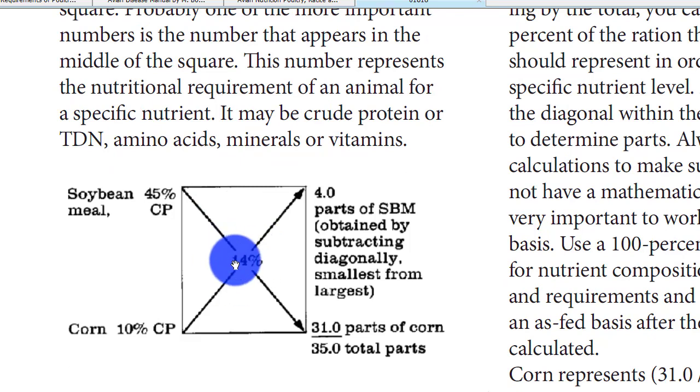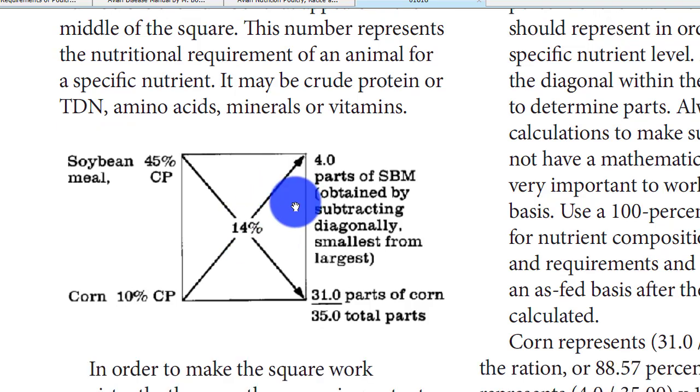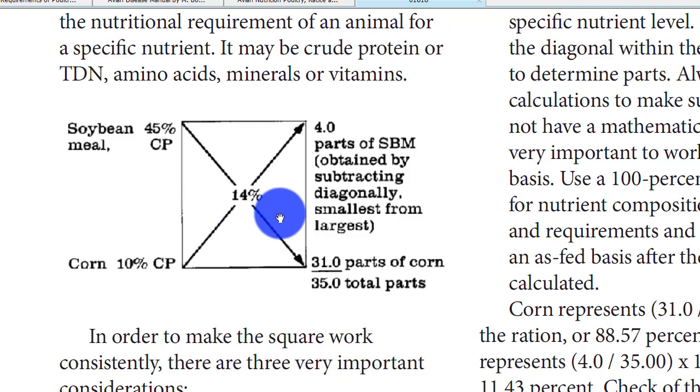This number represents the nutritional requirement of an animal for a specific nutrient. It may be crude protein or TDN, amino acid, mineral or vitamin. Example: we need to balance a ration for 14% protein. Here the soybean meal has 45% crude protein. Soybean, 45% crude protein. Corn, 10% crude protein.